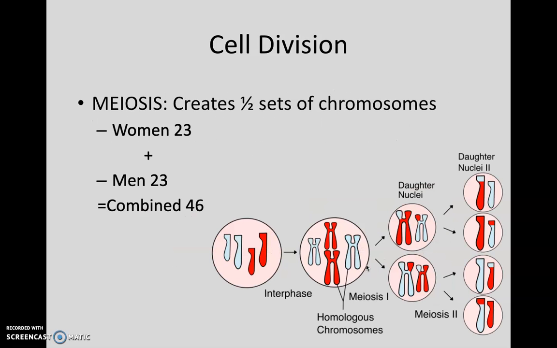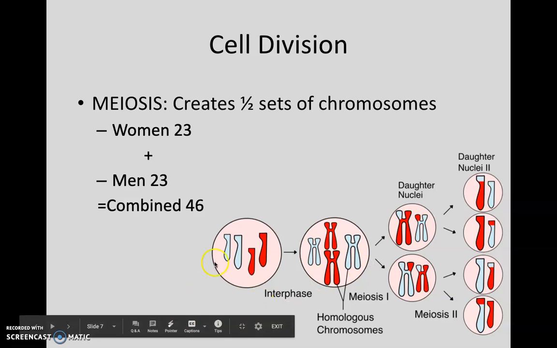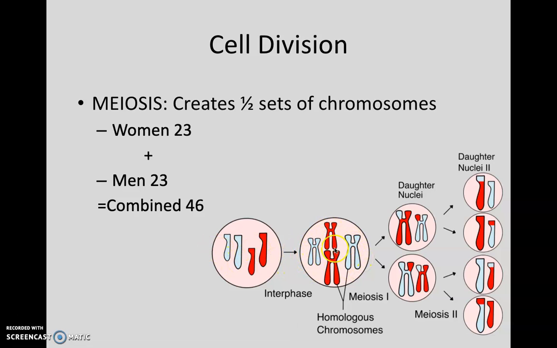Meiosis, on the other hand, creates half sets of chromosomes. A woman would have 23 and a man would have 23. From the female and from the male, we get those 23 combining to give us our 46. So we have those half sets of chromosomes, and those are combining to give us full sets of chromosomes.